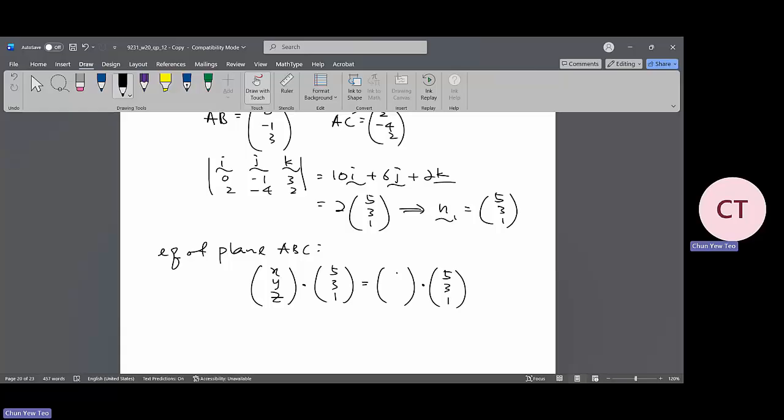And this will be the position vector, either position vector A, position vector B, or position vector C. Over here, I put A. Then expand them: 5x plus 3y plus z is equal to -10 plus 6 minus 1. It will be -11 plus 6, which will be -5. Done. This will be the answer for 5A.